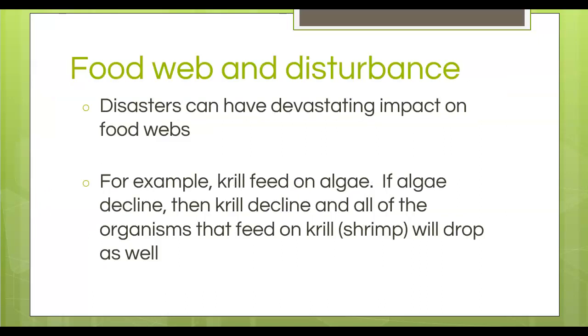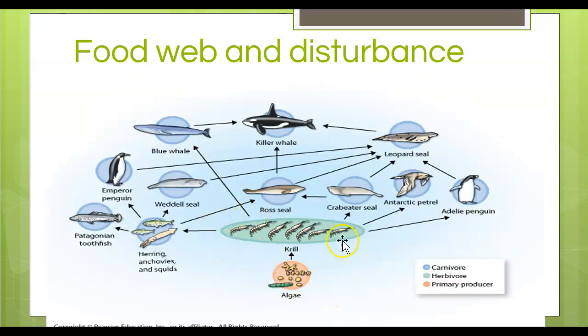Like I mentioned before, food webs are going to help us to see the disturbances and the impact that different disasters can have. For example, we'll take a look at krill that feed on algae, and so if algae decline, then krill decline, and then everything else will decline. So if we look at that, we have algae, and krill feeds on that. So if algae decreased because of some sort of environmental disaster, say, then now the krill will decrease and we'll be able to support less organisms as you go through the food web. So a decreased amount of algae, which decreases krill, could ultimately impact something like the killer whale, because now all of the organisms that eat the krill are also going to be impacted.